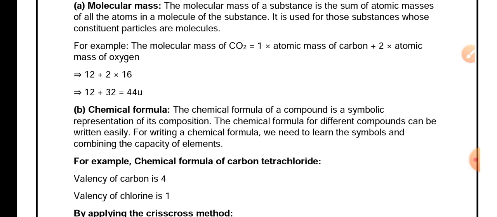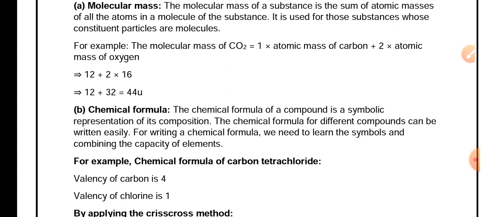Chemical formula. A chemical formula of a compound is a symbolic representation of its composition. The chemical formula for different compounds can be written easily. For writing a chemical formula, we need to learn the symbols and combining capacity of elements.